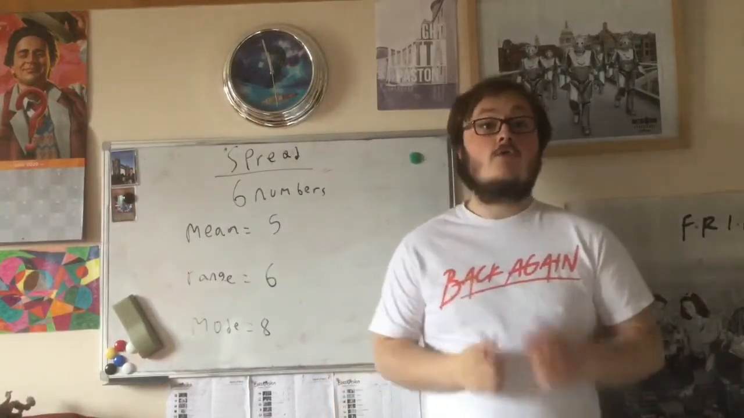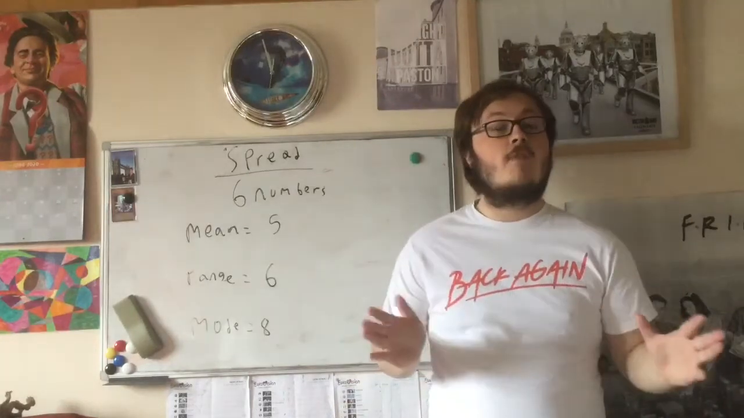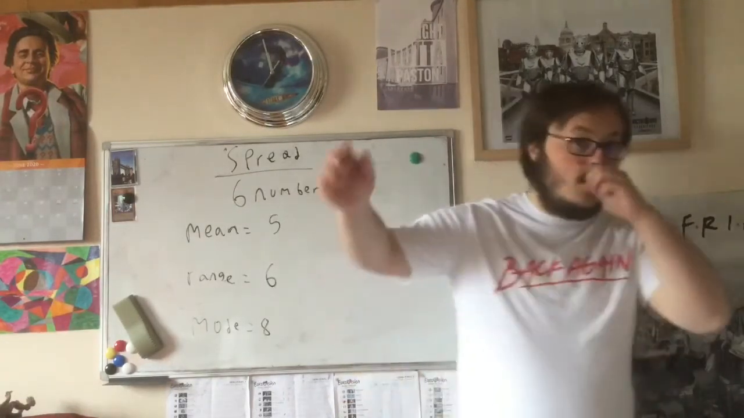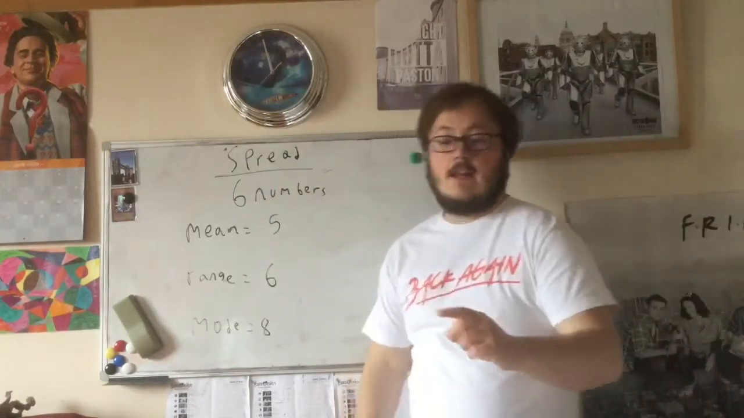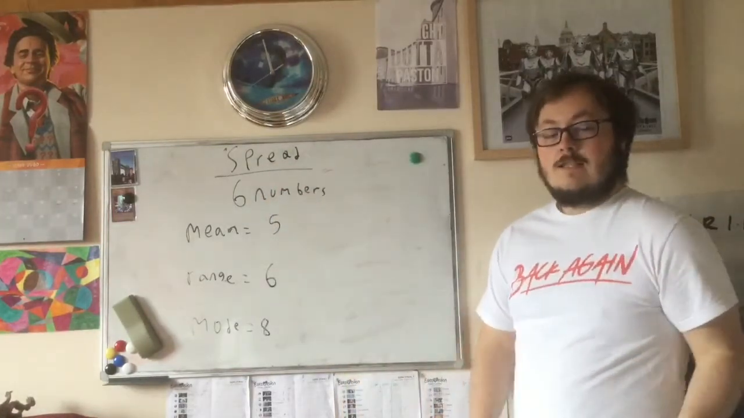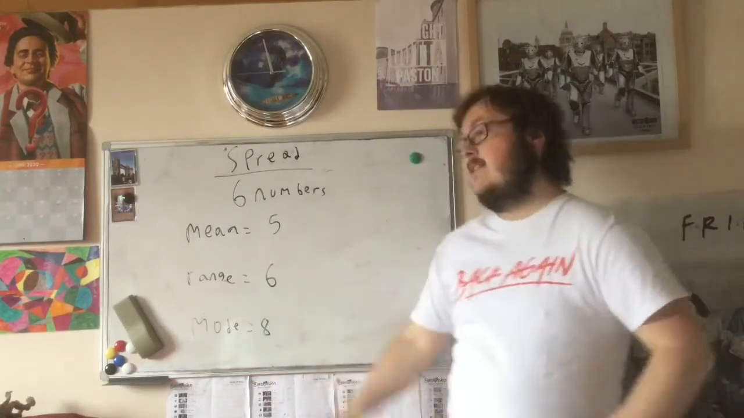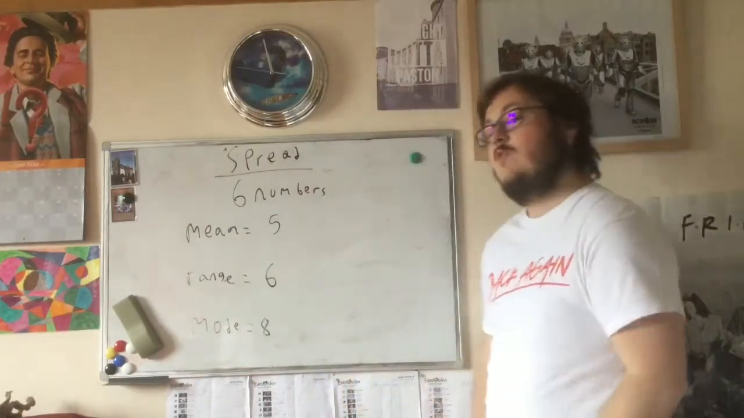Now, yesterday I introduced you to a method of finding the spread of our data, which was known as the range, where we subtracted our lowest value from our highest value. And I set you this challenge to find a set of 6 numbers where the mean gets you 5, our range gets you 6, and our mode gets you 8.